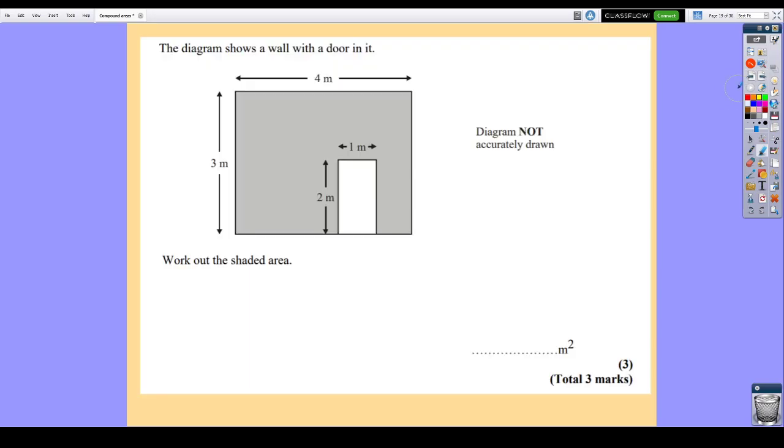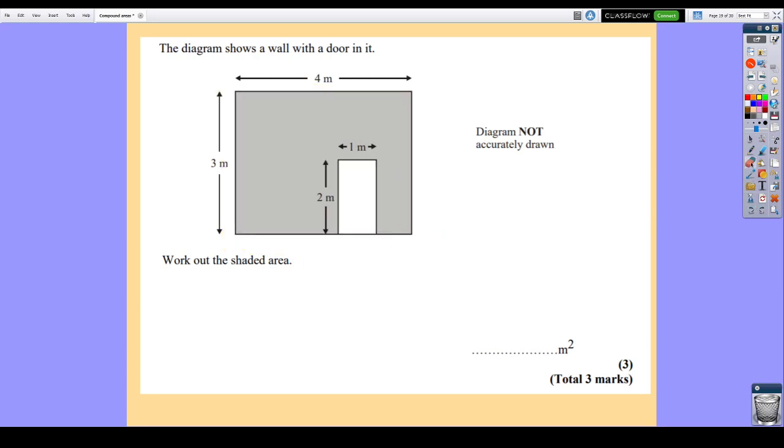So we might also have another problem based on rectangles here. So here I've got a diagram showing a wall with a door in it, and we want to work out the shaded area. This works in much the same way, although what we might recognise in this case is we've got a big area of the large rectangle that makes up the outside of this wall, but we're actually missing this area in the middle. So rather than adding our areas together in this case, we actually need to subtract them.